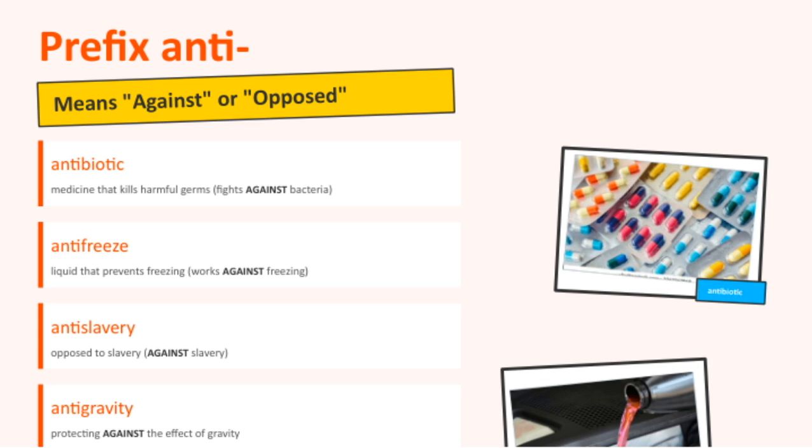Moving to anti-gravity. This term refers to protecting against the effect of gravity, which is a fascinating concept in science. We also see anti-slavery, which is opposed to slavery, showing how anti can be used to express opposition to social issues. So, in essence, the prefix anti helps us understand that something is meant to oppose or counteract a particular force, idea, or condition. This is a key concept as we explore how language can express opposition clearly and effectively.